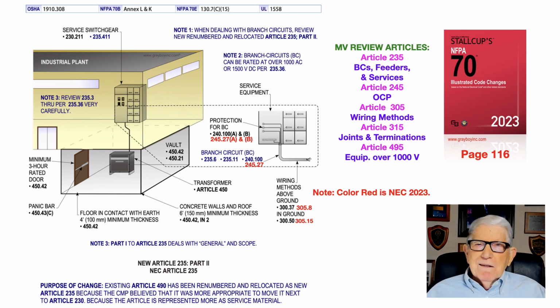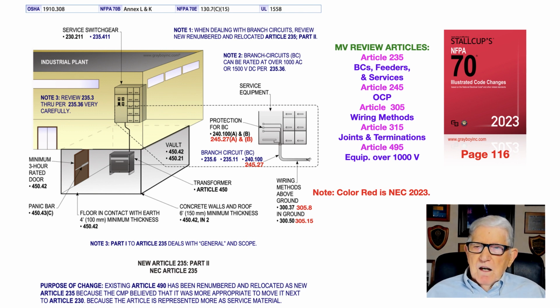Now, if you're selecting the wiring above ground, and you want to know the wiring methods and the protection techniques and so forth, it used to be 300.37 in the 2020 edition. The 2023 edition in red there is now 305.8. But the procedures for in-ground used to be 300.50 in the 2020 NEC, which is now 305.15 in the 2023 edition.